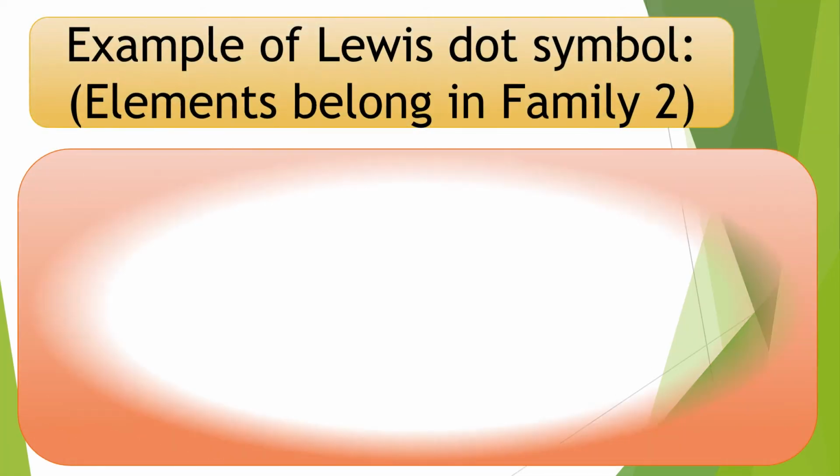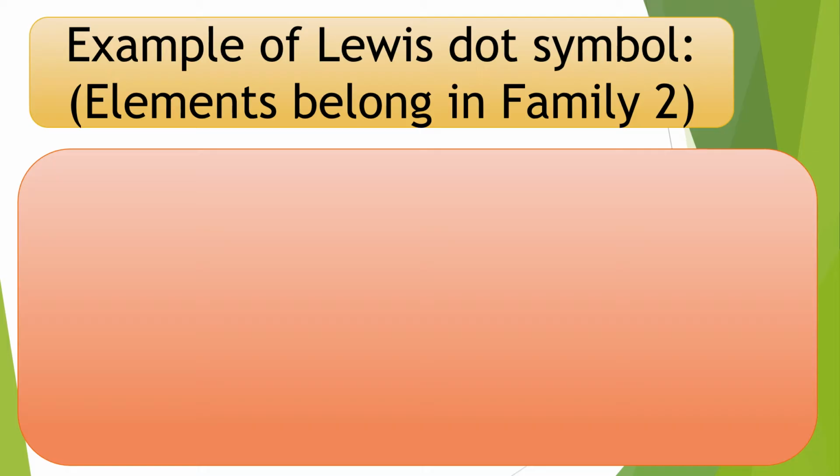Another example of Lewis dot symbol for family 2. Elements belonging to this family have 2 valence electrons. As you can see, they have 2 dots: beryllium, magnesium, calcium, strontium, barium, and radium.